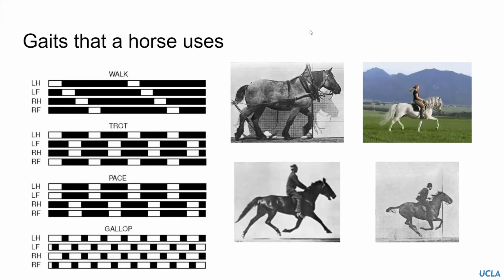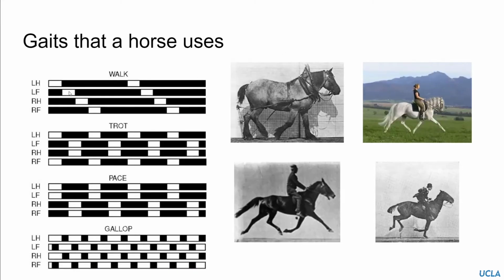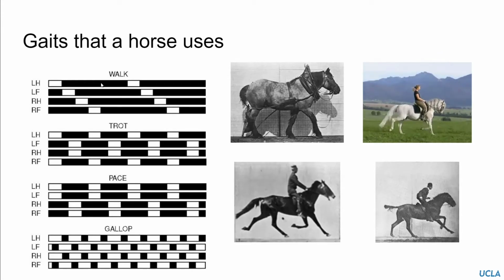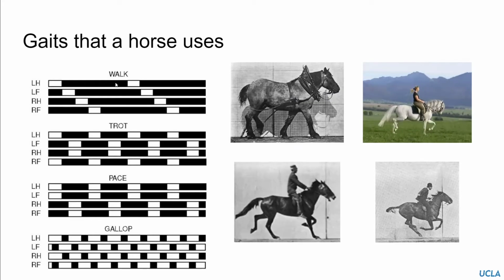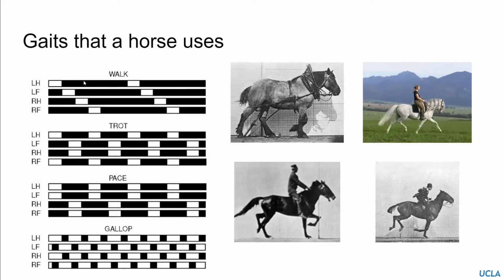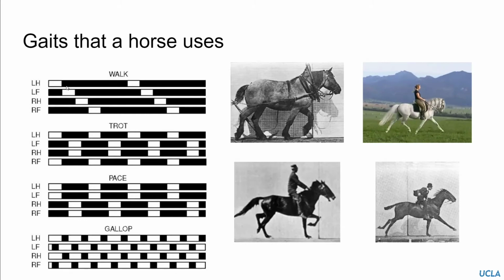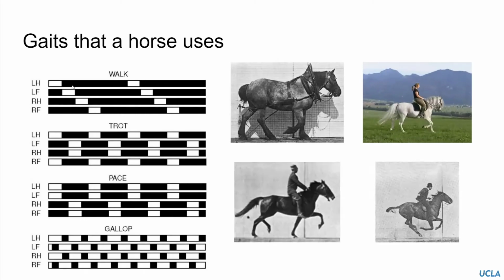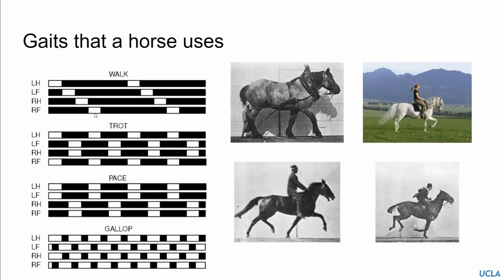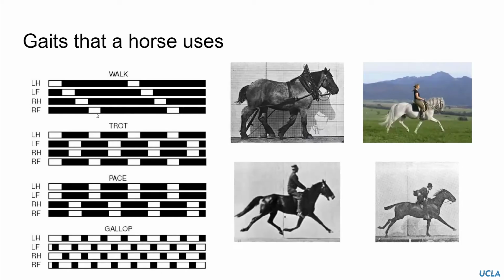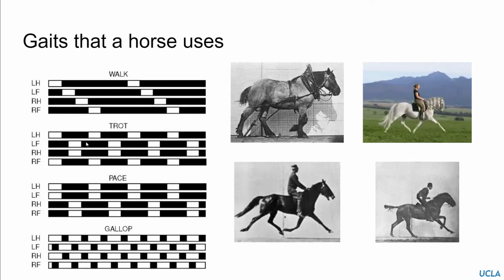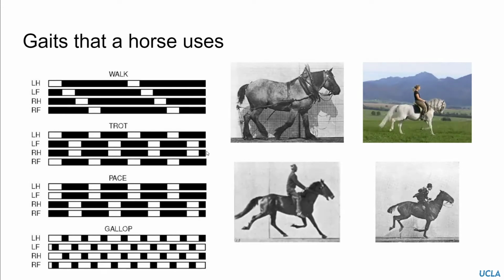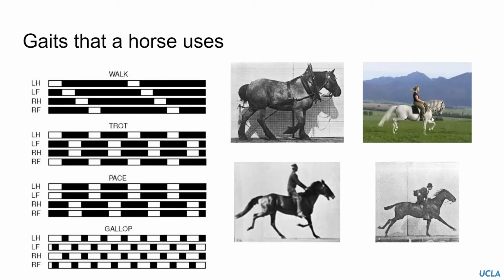Okay, so what can this information tell us? Well, if you look here, it actually shows you a bit of information. So here, if you look at the walk of a horse, the black is where their feet are on the ground, the white is where they are raised. So here, you can see there's alternation from the central pattern generator. Okay. On the trot, you do 2 and 2. Okay, so 2 up, like that, and that's what's shown here.